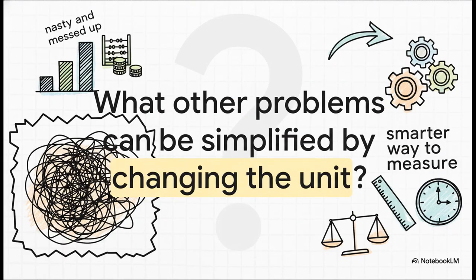Think about it. We didn't change the problem at all. All we did was change the unit we used to measure the work. And that simple shift transformed a nasty, messed up problem into, well, simple addition and subtraction. So the big question I want to leave you with is this. What other complex problems, maybe in math, maybe somewhere else entirely, could suddenly become simple if we just found a smarter unit of measurement?